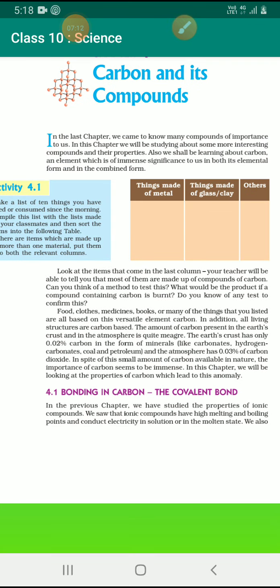Can you think of a method to test this? What would be the product if a compound containing carbon is burnt? Do you know of any? Okay, let's try to understand that. Food, clothes, medicines, books, isn't it? These are all things we use in our day-to-day life, and many of the other things that you listed are all based on this versatile element carbon. It is versatile in another sense also: it is a readily reacting element. So all living structures are carbon based.